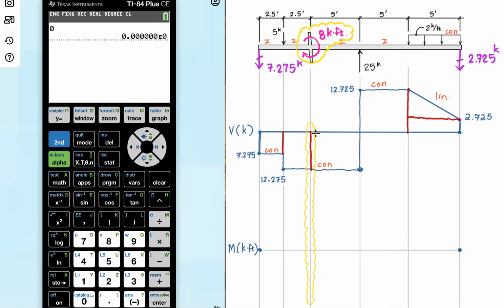So I'm starting at 0. My first area is negative, so I put in a minus sign. And then I multiply the height of the rectangle, 7.275, times the base of the rectangle, 2.5. And that gets me to negative 18.2.